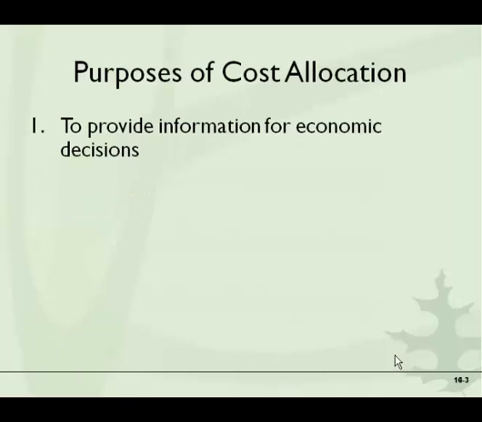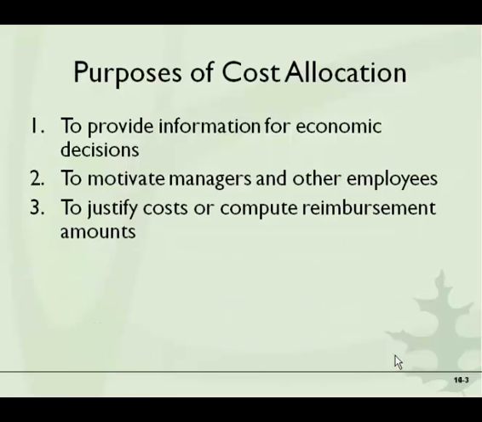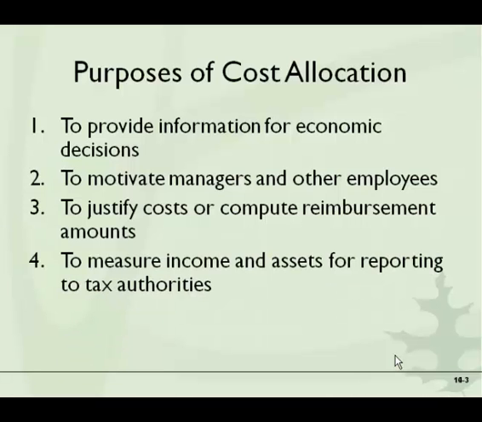Alright, so what are the four purposes of cost allocation? First, to provide information for economic decisions. Second, to motivate managers and other employees. Third, to justify cost or compute reimbursement amounts. And then fourth, to measure income and assets for reporting to tax authorities and perhaps to other authorities as well.